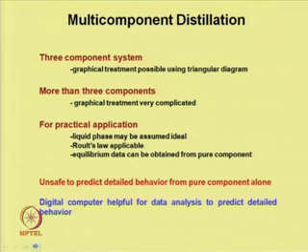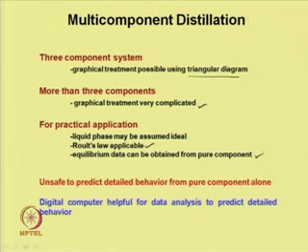For multi-component distillation, if it is a 3 component system, then the graphical treatment is possible if we use the triangular diagram. But for more than 3 component systems, the graphical methods become very complicated, so the graphical treatment method is not desirable. In most of the practical applications, we assume the liquid phase is ideal, where Raoult's law is applicable and equilibrium data can be obtained from the pure component data.